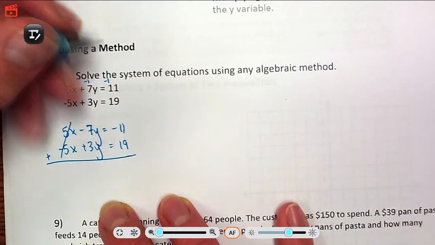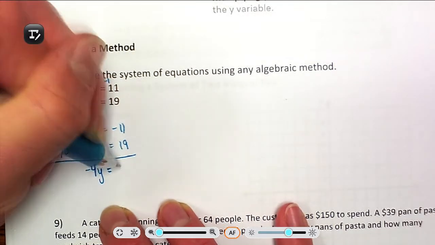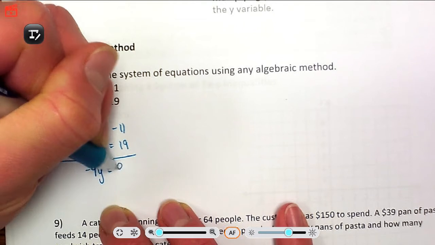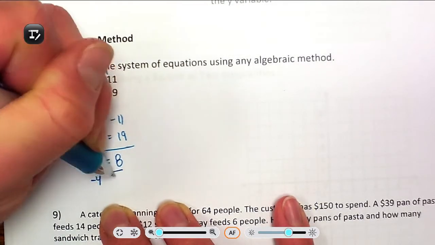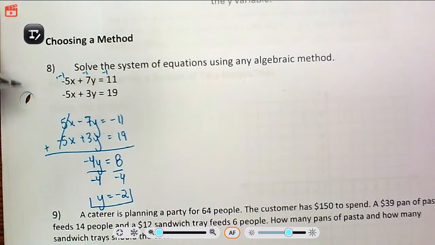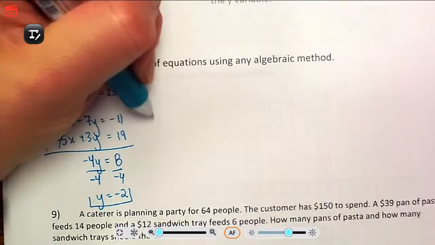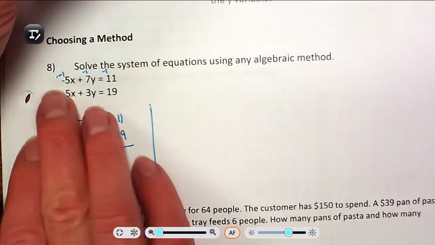Add it up. So 7 and 3 gets me -4y. 19 minus 11 is 8. -4y equals 8. Divide by -4. Y equals -2. All right. Next, go ahead and plug in to the other or to either equation. I'm going to use the top one.